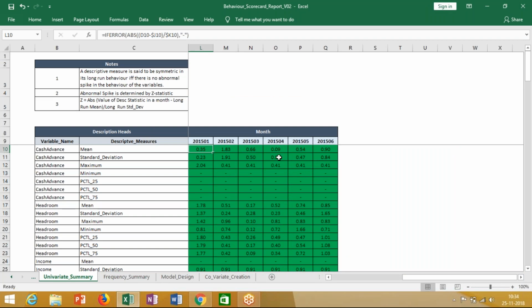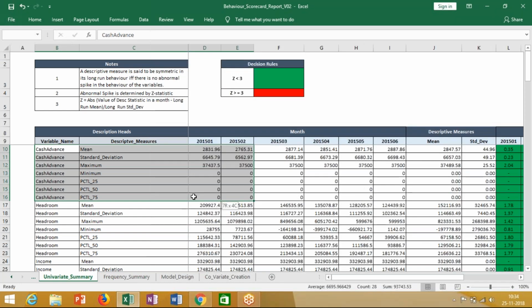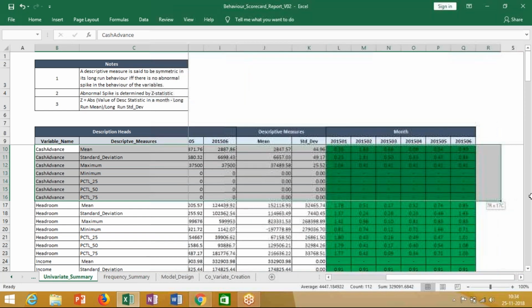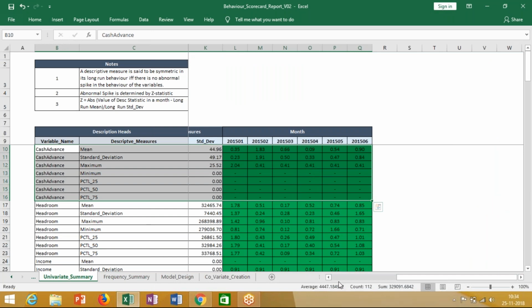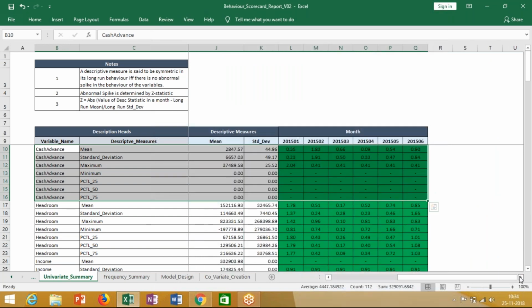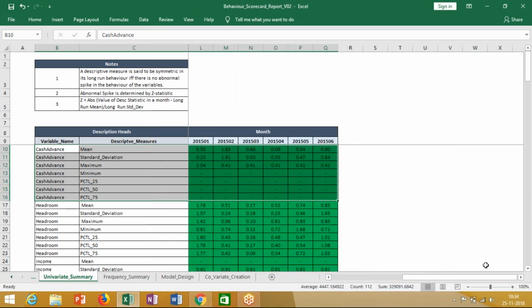And then what I have done is I have looked across whether there is any red trigger coming across in any of these descriptive measures or not. So for cash advance, you can see that for all the descriptive measures, it is green, which is the color. So I can say that there has been no abnormal spike in any of the descriptive measures related to cash advance. Therefore, cash advance as a variable does not exhibit any unnatural behavior, right? And hence can be used for the model development.